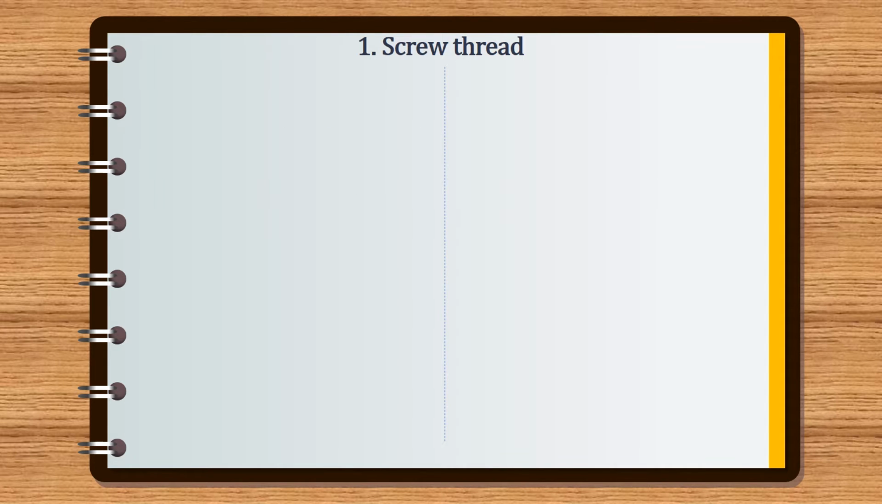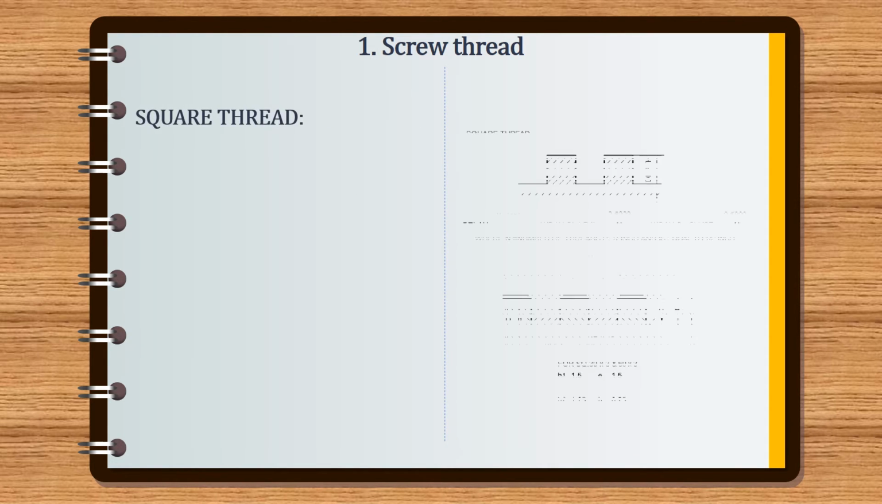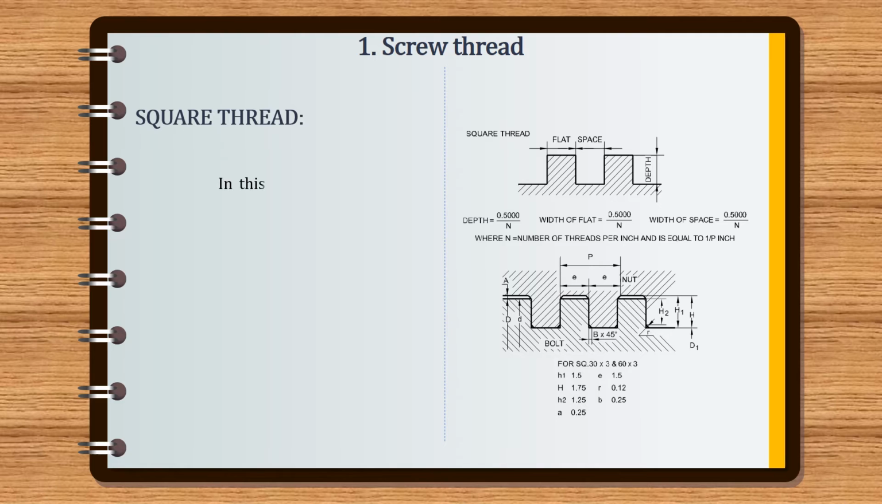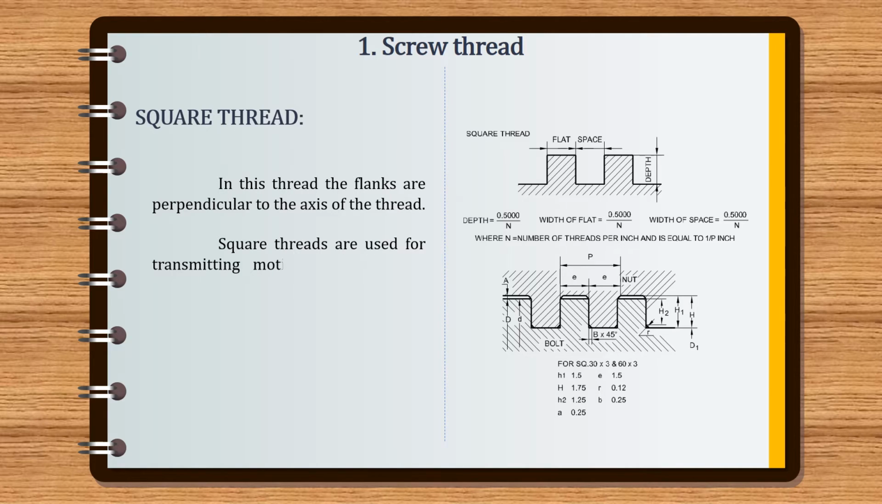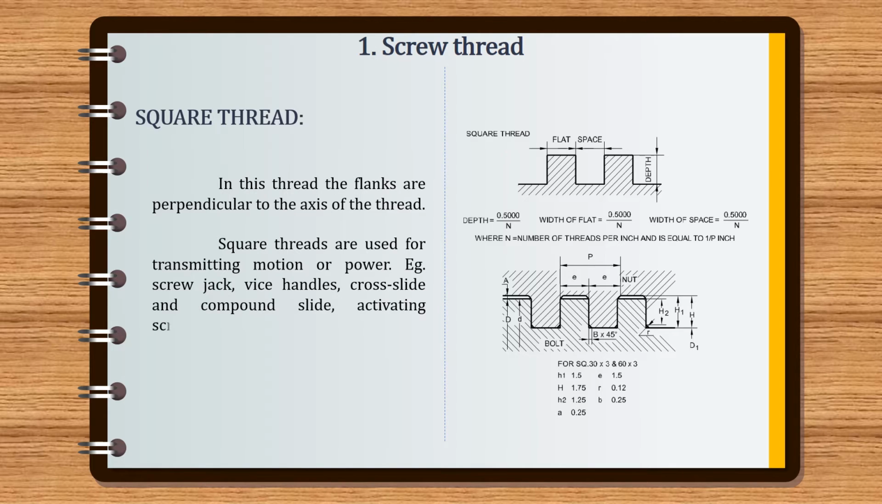First, we are going to see square thread. In this thread, the flanks are perpendicular to the axis of the thread. Square threads are used for transmitting motion or power. Example: screw jack, vise handles, cross slide, and compound slide, activating screwed shafts.